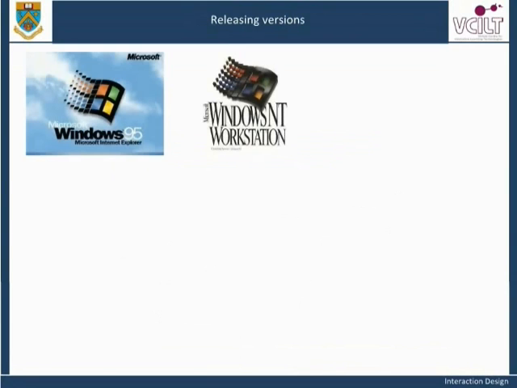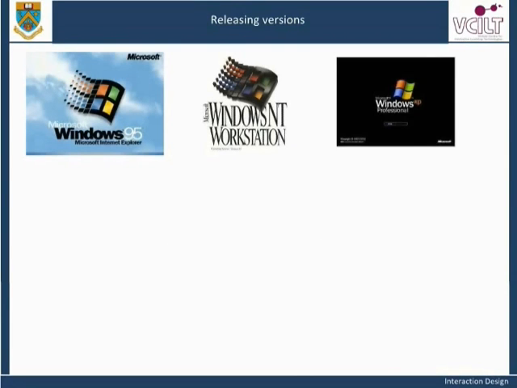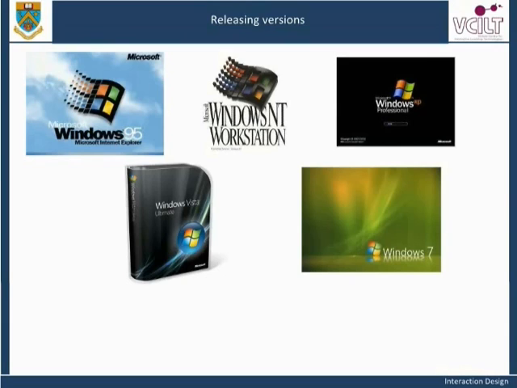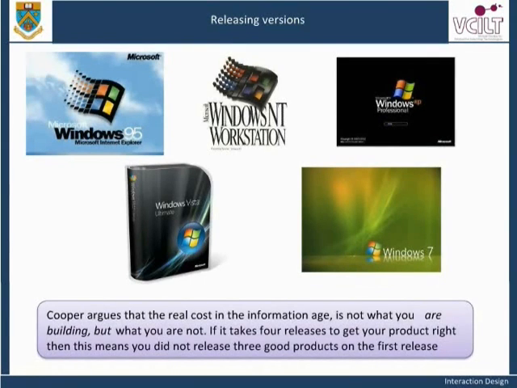Software products tend to go through several phases while out in the marketplace. Successful products iterate through many releases, typically as more and more features are piled in, but sometimes as genuine improvements are made too. Cooper argues that the real cost in the information age is not what you are building, but what you are not. If it takes 4 releases to get your product right, then this means you did not release 3 good products on the first release.